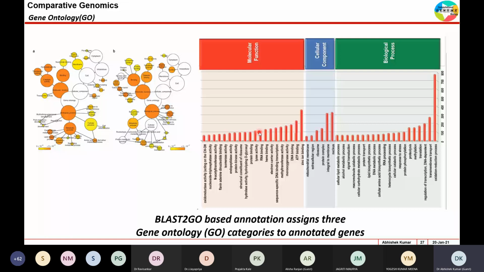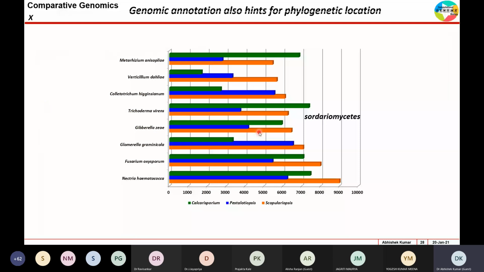That's good to have actually. So in one of our studies, we did gene annotation, and from the annotation we could see that our species primarily belonged to these fungi, all members of a fungal class called Sordariomycetes. That's a good example actually.